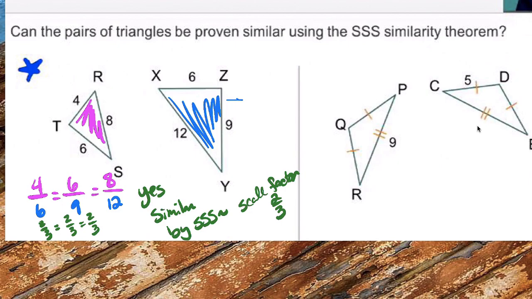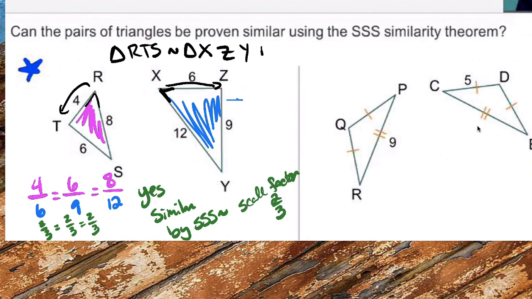Now, sometimes they want you to write a similarity statement, and the order that you write those in matters, just like it mattered when you had congruent triangles. So if I was wanting to name these, if I said RTS, R is between the short and the long. So you would go to the other triangle and find the short and the long. That would be angle X. So you would say similar, triangle, and then you would say X. I went from R to T, which is the short side, so I'm going to go X to Z, which is the short side, and then to Y. And so these triangles are similar by side-side-side similarity.